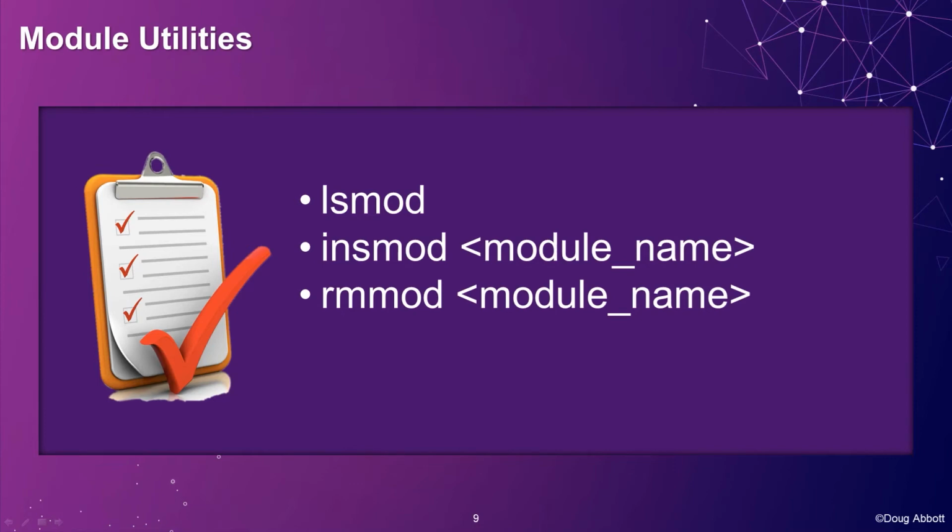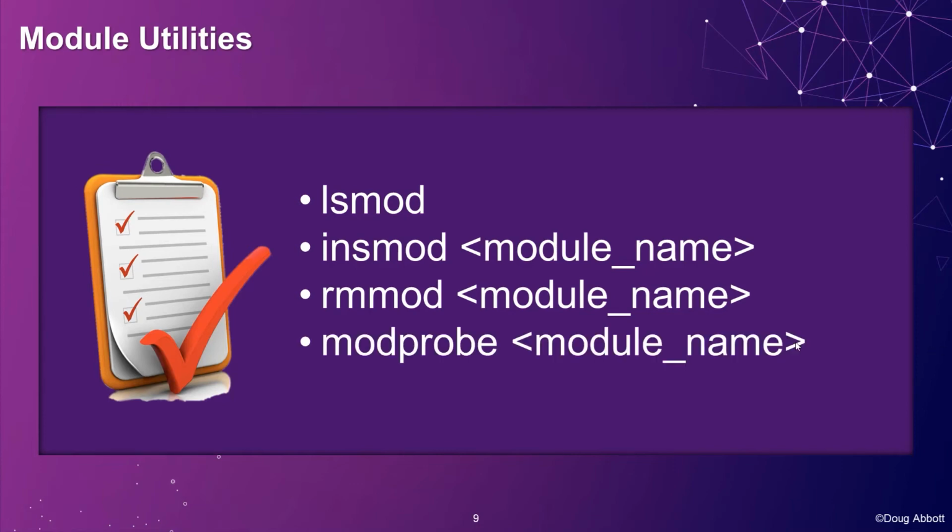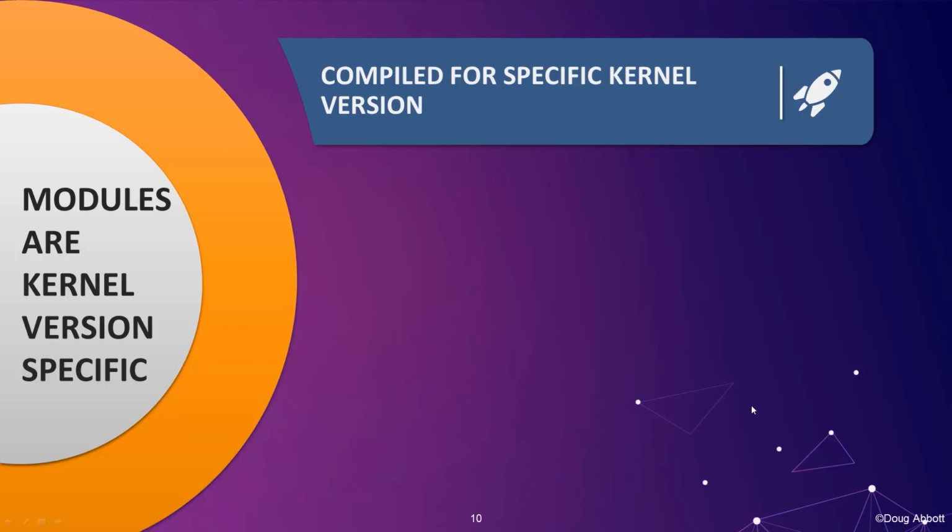Insmod may fail because the module it's trying to load is dependent on another module that hasn't been loaded. The modprobe utility also installs a module, but it works out all the dependencies first and loads the modules in the correct order.